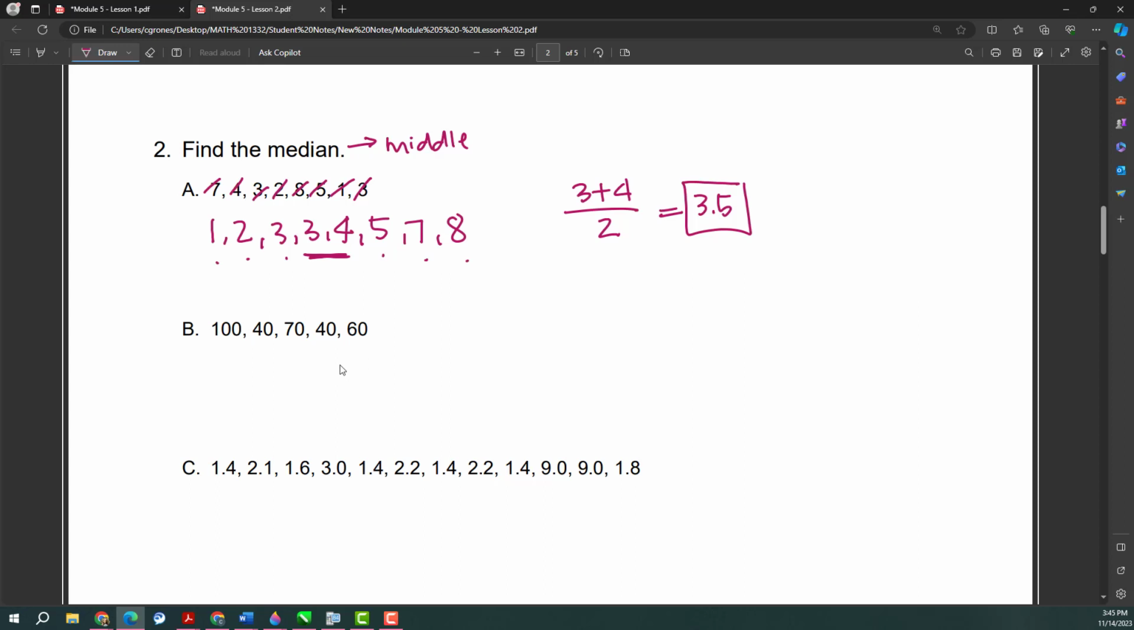Okay. What about B? We have to put everything in order. We have 40, 40, 60, 70, and 100. So what would our median number be? 60.